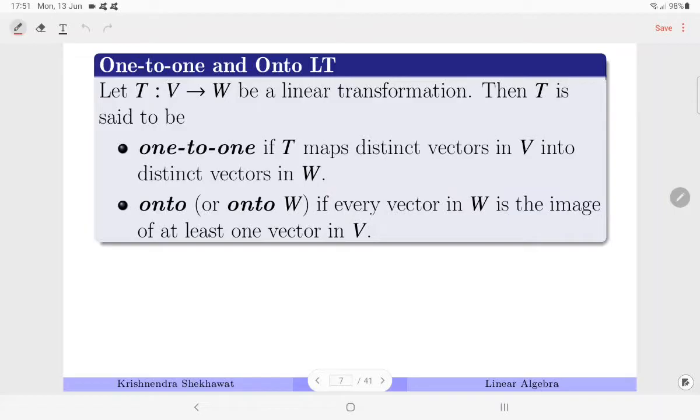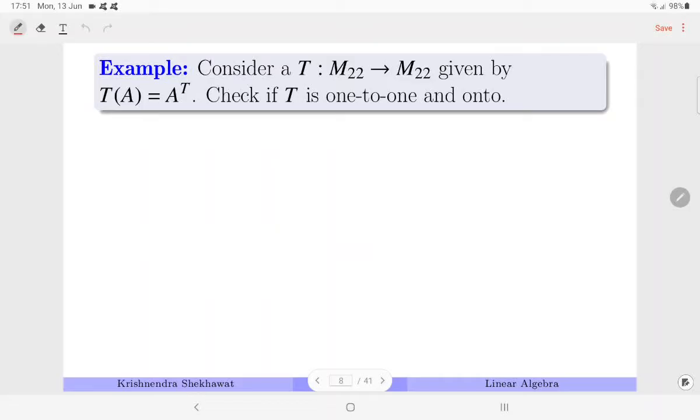And onto means every vector in W is an image, which means that for every w in W, there must exist a vector v in capital V such that T of v is equal to w. So check if the following transformation is 1-1 and onto.